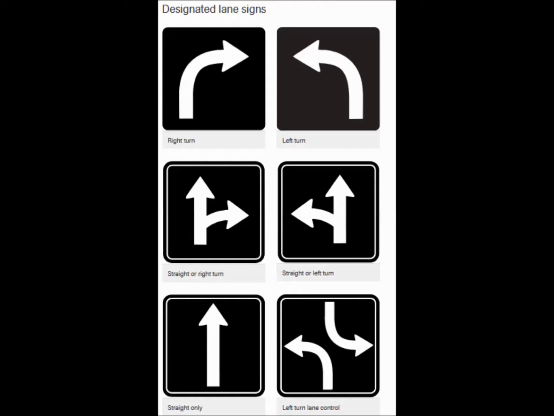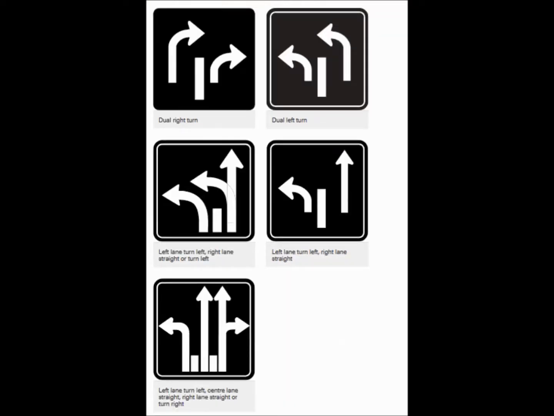Some intersections allow more than one vehicle traveling in the same direction to turn at the same time. Maintain your lane position during and after the turn. Dual right turn. Image description. A black rectangle with two white arrows going straight and turning to the right, with a dividing rectangle in between. Dual left turn. A black rectangle with two white arrows going straight and then turning left, with a white rectangle in between.